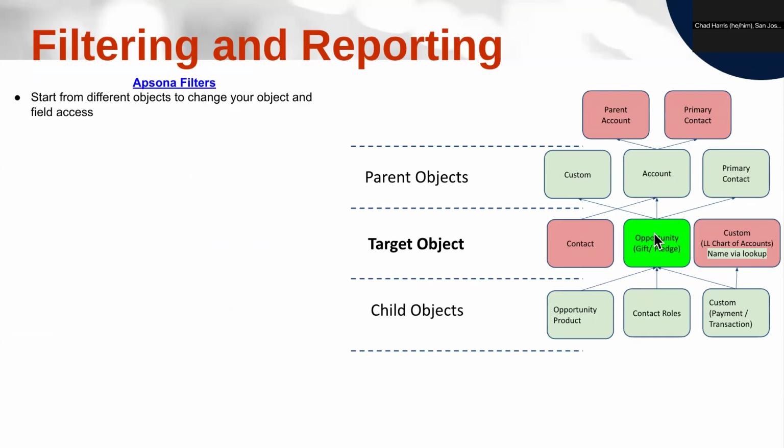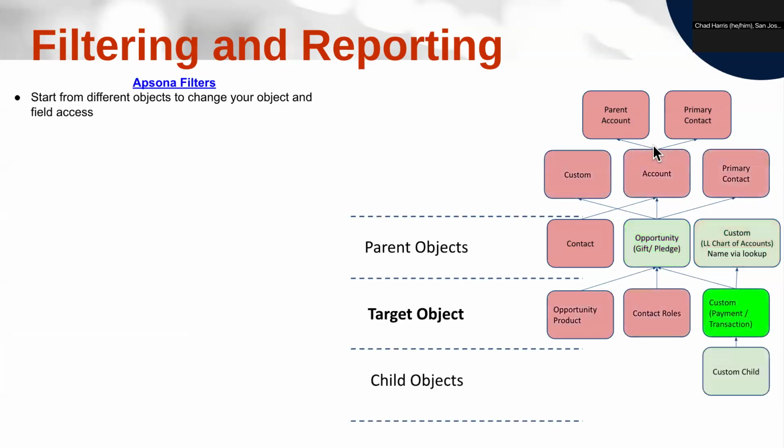Every account has multiple opportunities. Every account has multiple contacts. But if my target object is opportunity, I cannot filter on the contacts of the parent account, and I can't reach any higher than the parent. I can't go to a grandparent level. So if I move down in my target objects, let's say I come to that payment object, I now have access to opportunity, but I lose access to account.